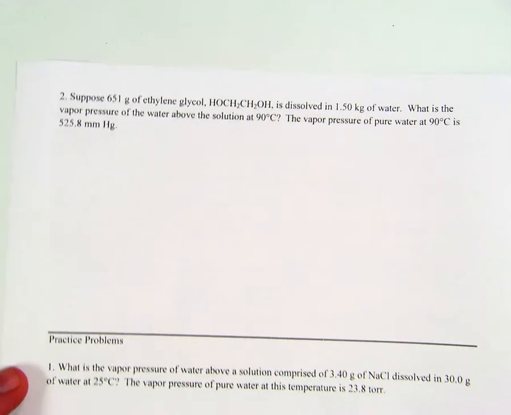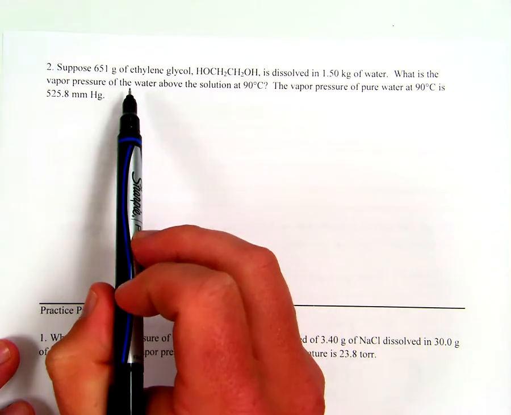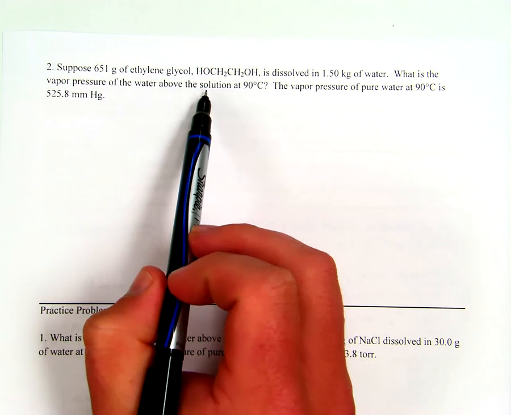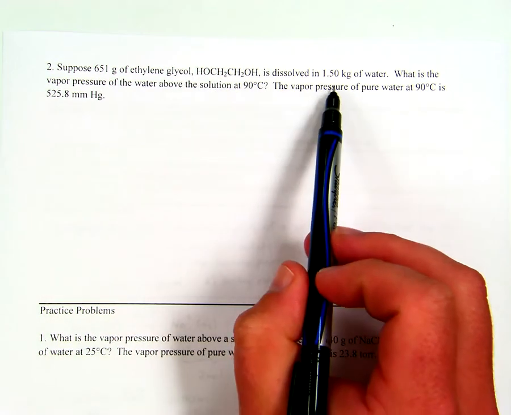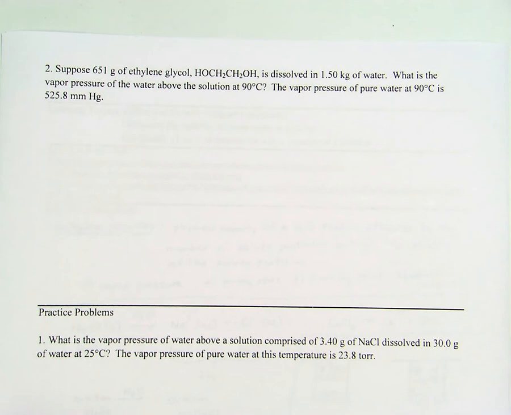This is a quantitative problem, so we have to use Raoult's law. It says, suppose 651 grams of ethylene glycol, it gives you the formula there, is dissolved in 1.50 kilograms of water. What is the vapor pressure of the water above the solution at 90 degrees Celsius? The vapor pressure of pure water at 90 degrees Celsius is 525.8 millimeters of mercury.